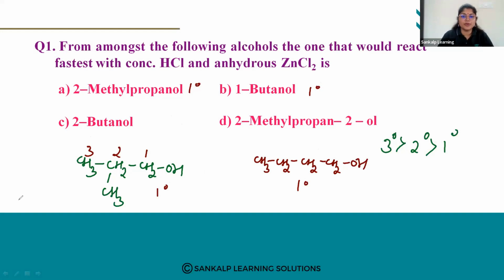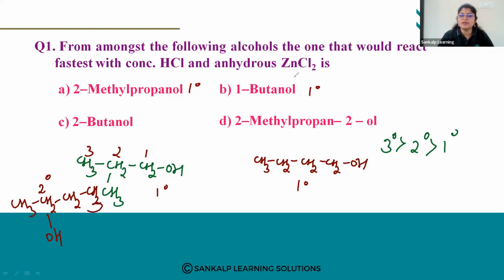Then 2-butanol. 2-butanol is CH3, CH2, CH2, and CH2. So this is a secondary alcohol. Okay, this is a secondary alcohol.